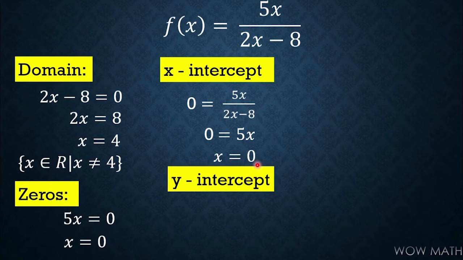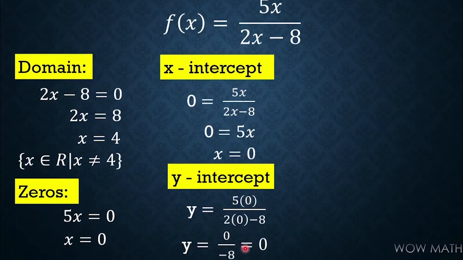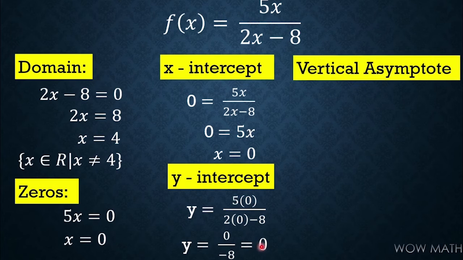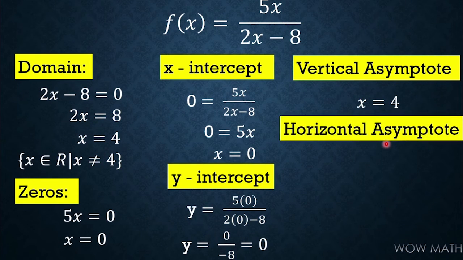And the next is the Y-Intercept. So in finding Y-Intercept, you have to substitute 0 in the x. So 5 times 0 over 2 times 0 minus 8. So your Y-Intercept is y equals 0 over negative 8, so your y is 0. And the next is the vertical asymptote. So we will base the vertical asymptote in our domain, which is the 4. So your vertical asymptote is x is equal to 4.